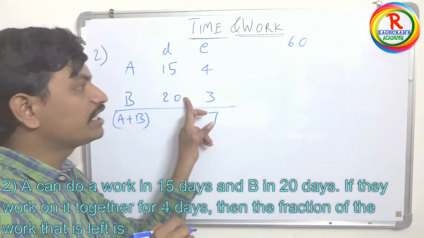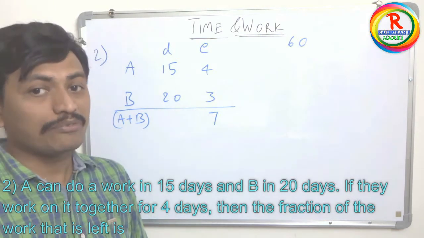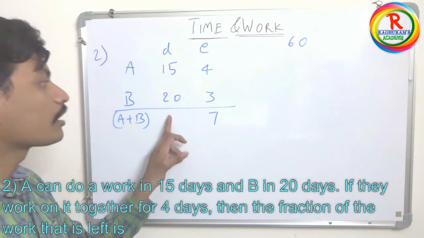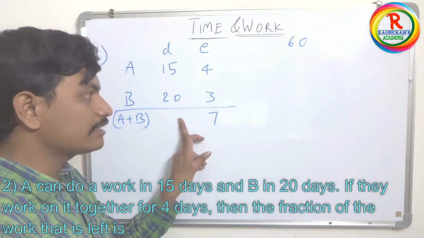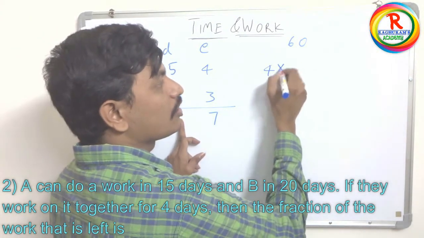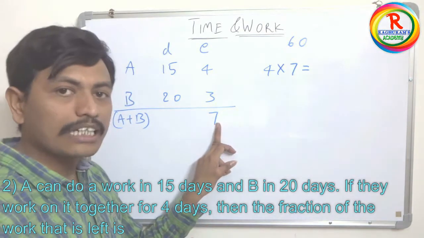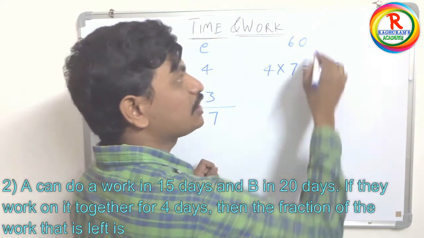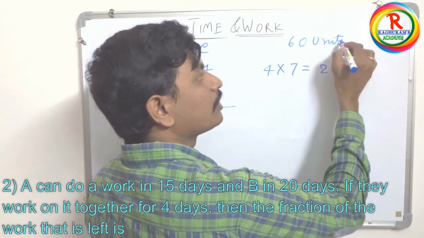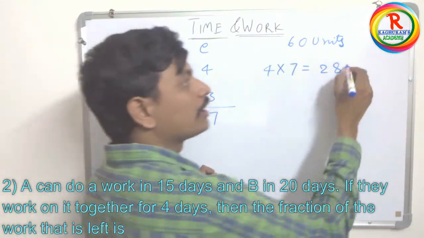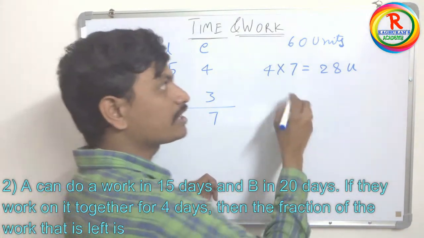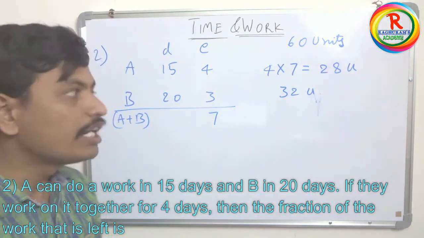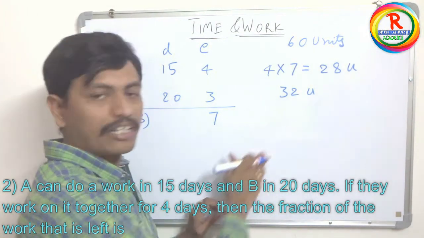Here, they work together. If they work on it together for 4 days, we need the complete work, no need of taking it like this. So in how many days did they work? 4 days. In each day they can complete 7 units. In 4 days, how much work can they complete? 28 units. Total is 60 units. They have completed 28 units. What is left? 32 units of work is left.